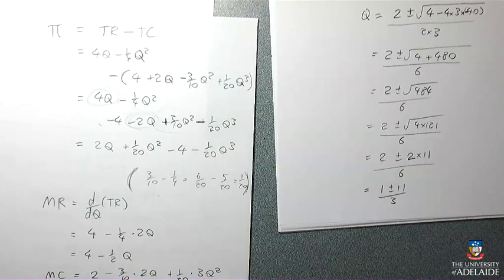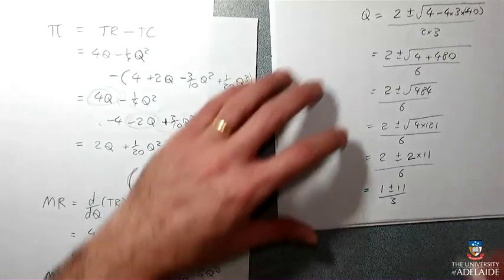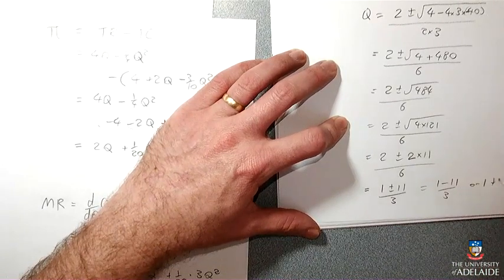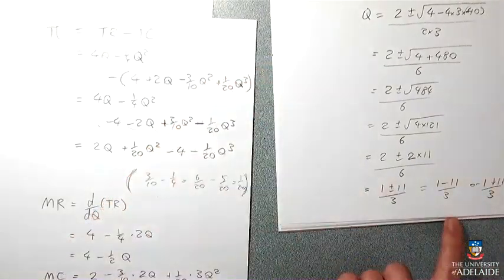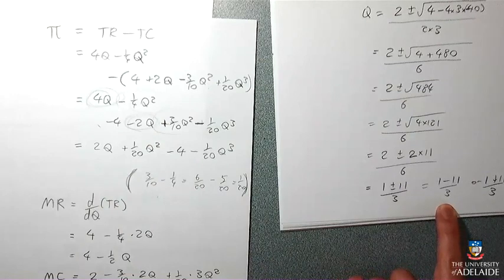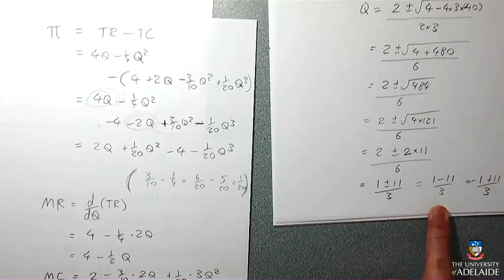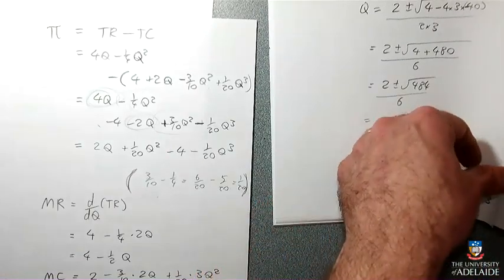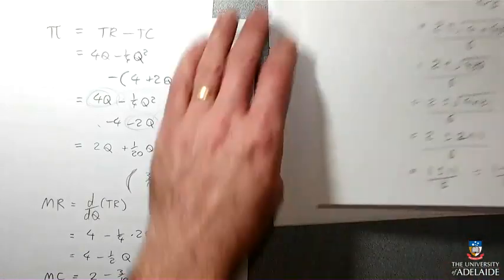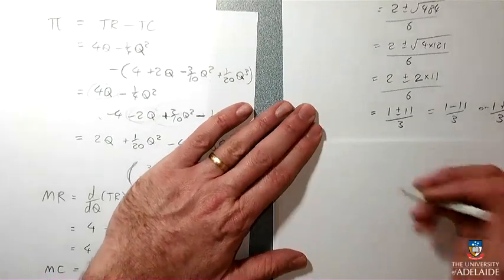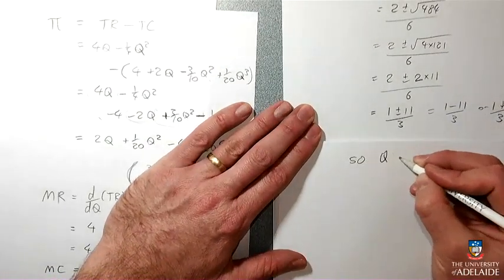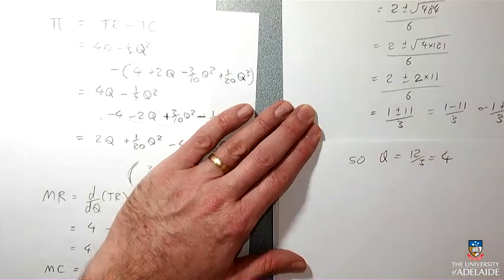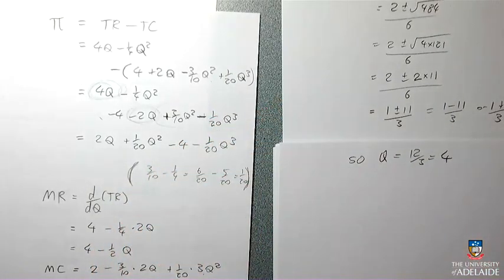So one of those is negative, which doesn't make any sense. That one doesn't make any sense because it's negative, and this Q is supposed to be a quantity of objects, and so it must be that one. So Q must be 12 over 3, which is 4. Right, we did it.